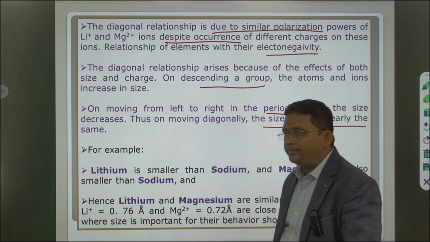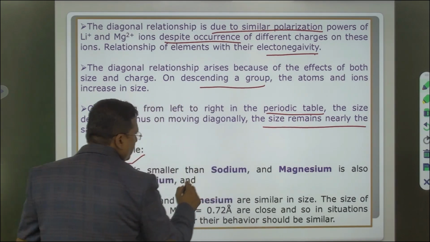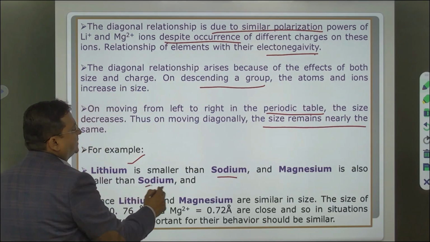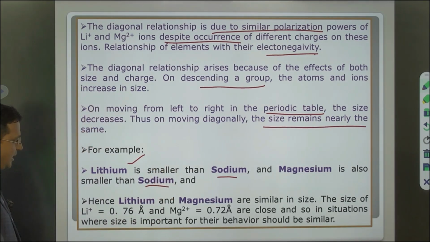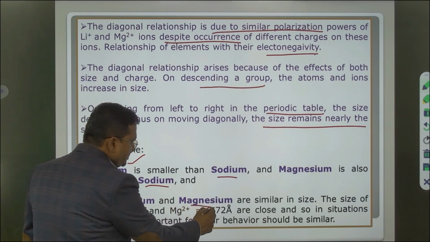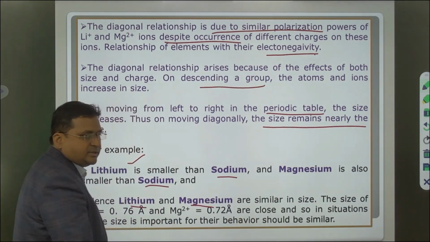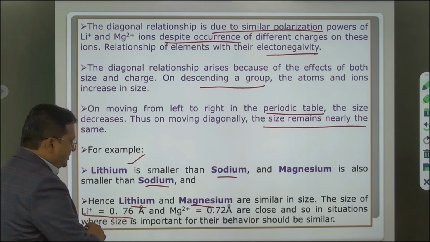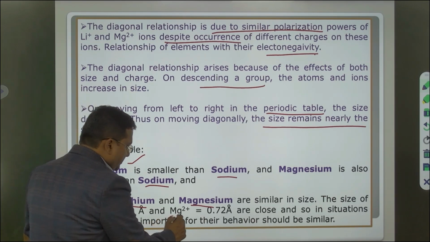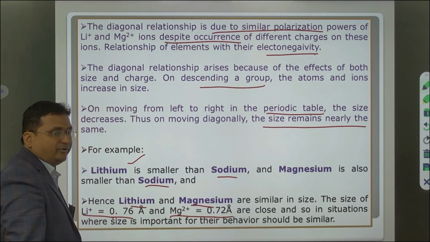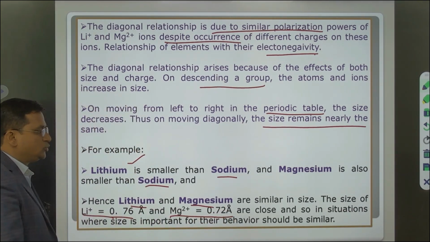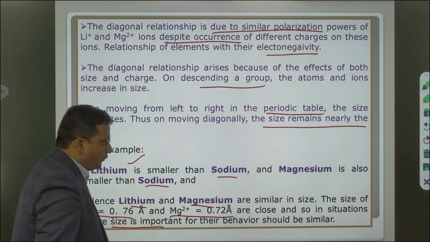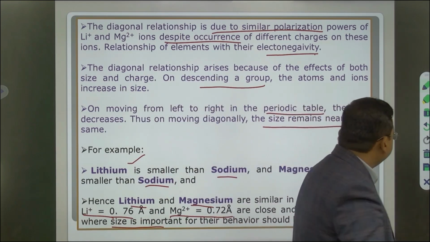For example, lithium is smaller than sodium. Magnesium is also smaller than sodium. Hence, lithium and magnesium are similar in size. The size of lithium is 0.76 angstrom and magnesium is 0.72 angstrom, which are close. So, in situations where size is important, their behavior is similar.